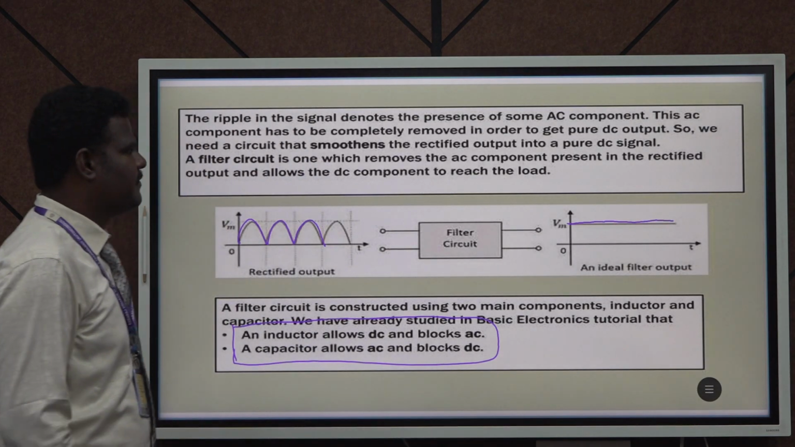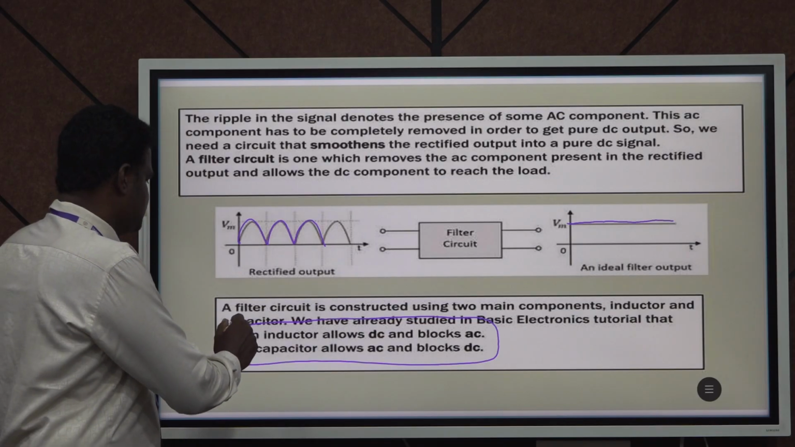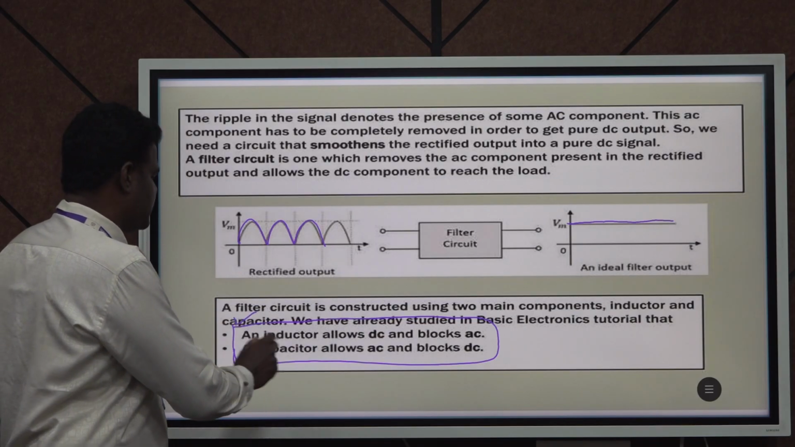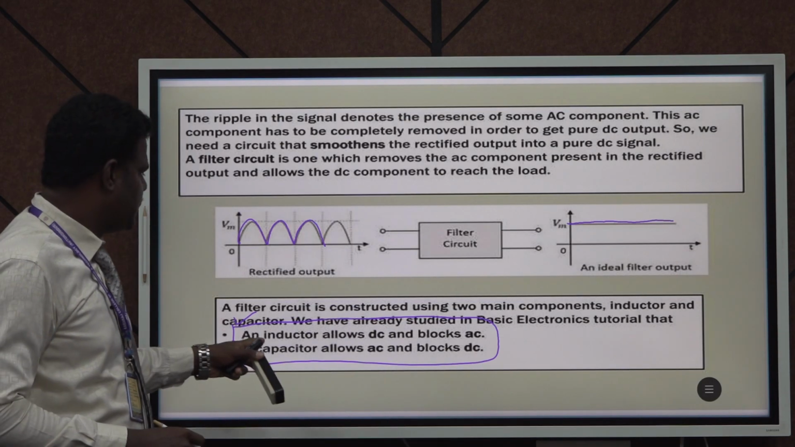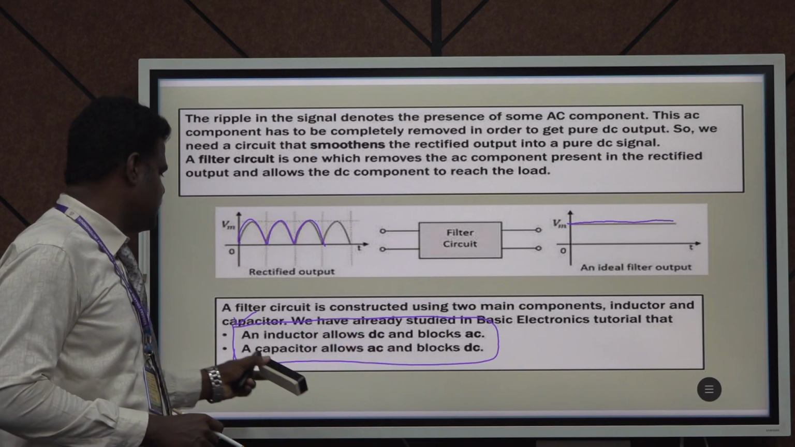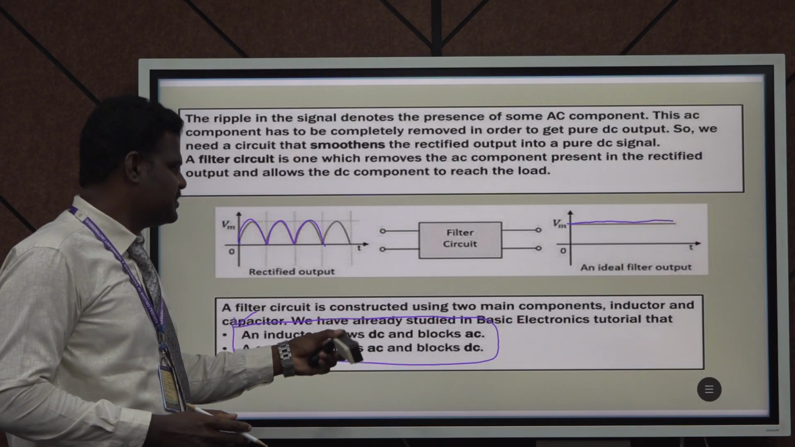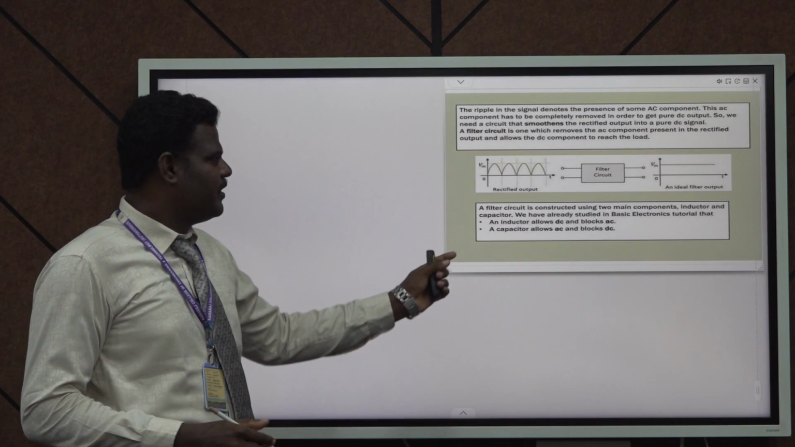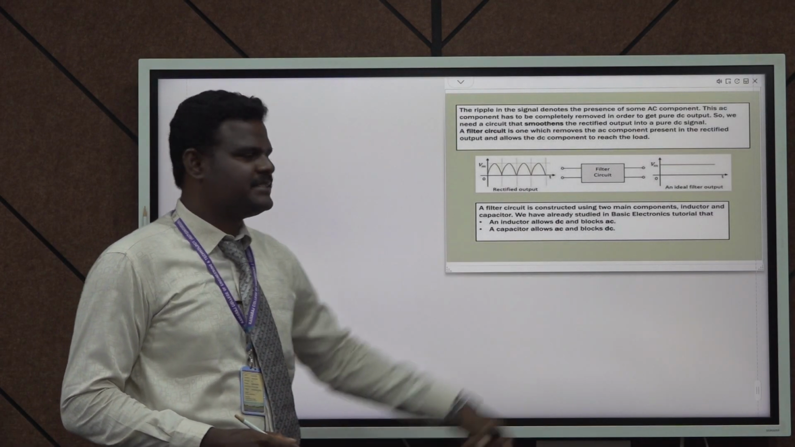Understanding this concept is very essential for understanding the filter operation. We will discuss how an inductor allows DC and blocks AC. Similarly, we will discuss how a capacitor allows AC and blocks DC. Here we are going to see how the inductor allows DC and blocks AC.